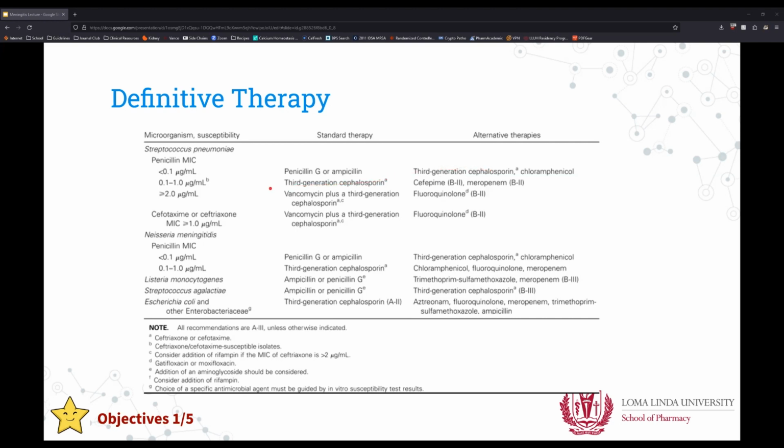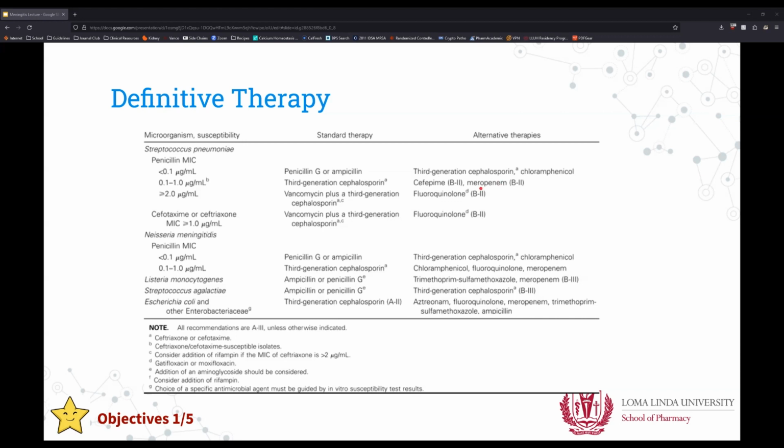And then next up in our next MIC grouping, 0.1 to 1, this is still going to include treatment with third-gen cephalosporins. And alternatives to that are going to be cefepime and meropenem. The reason these are alternatives is that they add on unnecessary coverage. Cefepime unnecessarily covers Pseudomonas, whereas meropenem unnecessarily covers Pseudomonas as well as anaerobes. However, that's why these are considered as alternatives.